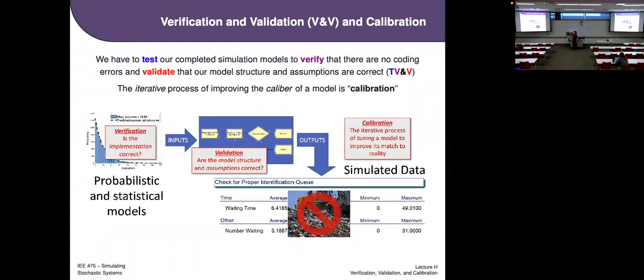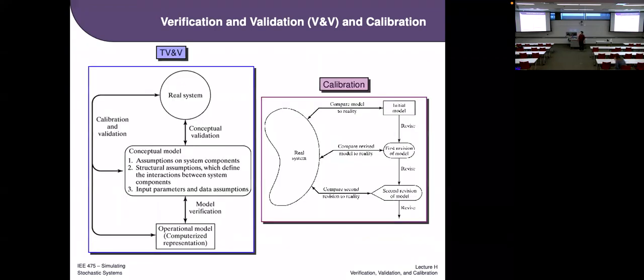And so that's what we're focusing on here: we want to test the completed simulation. We want to verify that there are no coding errors. So verification means basically debugging. And we want to validate that our model structure and assumptions are correct. So we are using testing to verify there are no bugs and to validate that our model actually makes sense relative to the real world. That's what we mean by TV&V, testing, verification, and validation.